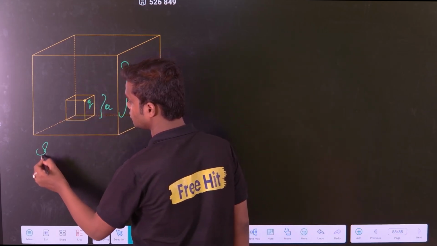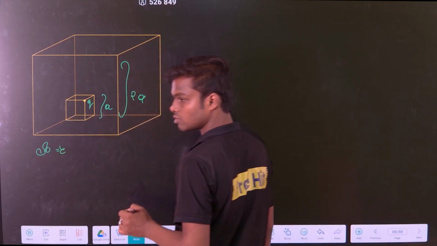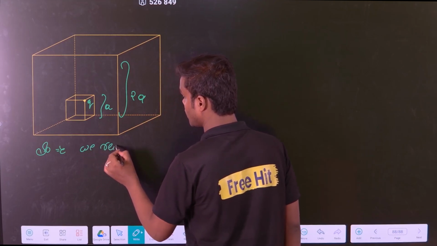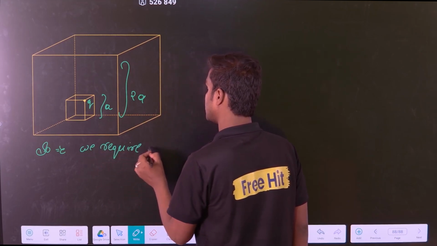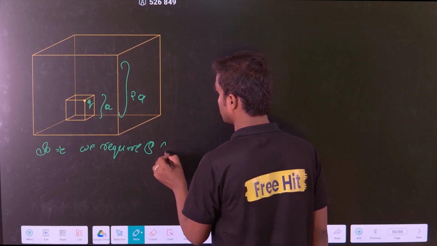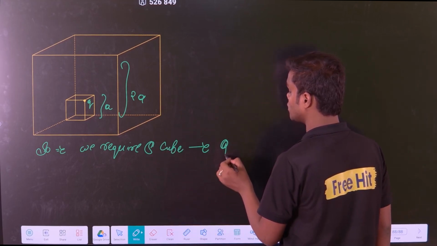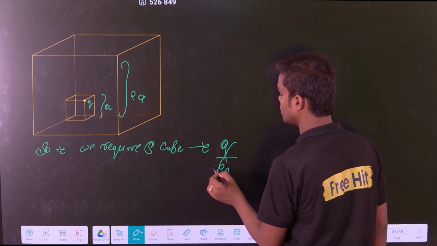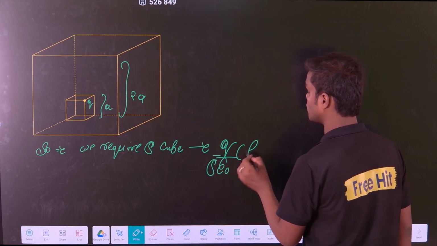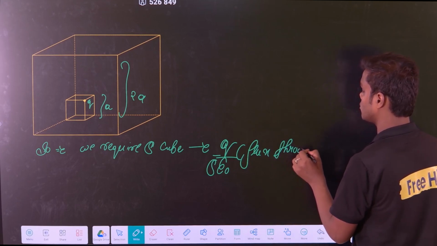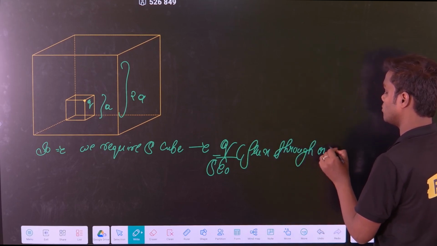So we require 8 cubes, and the flux through one cube will be q by 8 epsilon naught. That is the flux through one cube, correct?